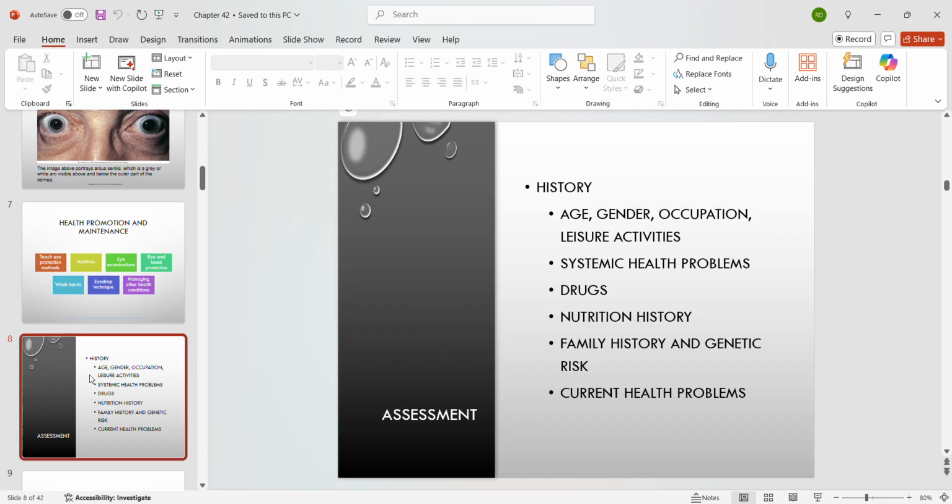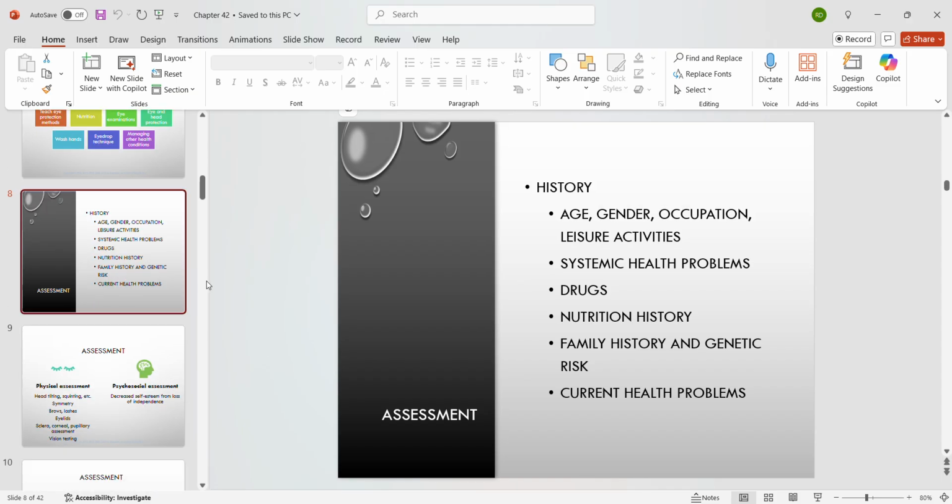Now, we move down to the assessment part. The age-related changes. Remember, there's occupational risk for eye traumas. We want to know what leisure activities they're doing. Do they wear eye protection and sunglasses? And do they have any type of health problems like diabetes and hypertension, or cataracts, glaucoma? Remember, diabetes can cause retinopathy. It can destroy the vessels in the eye.